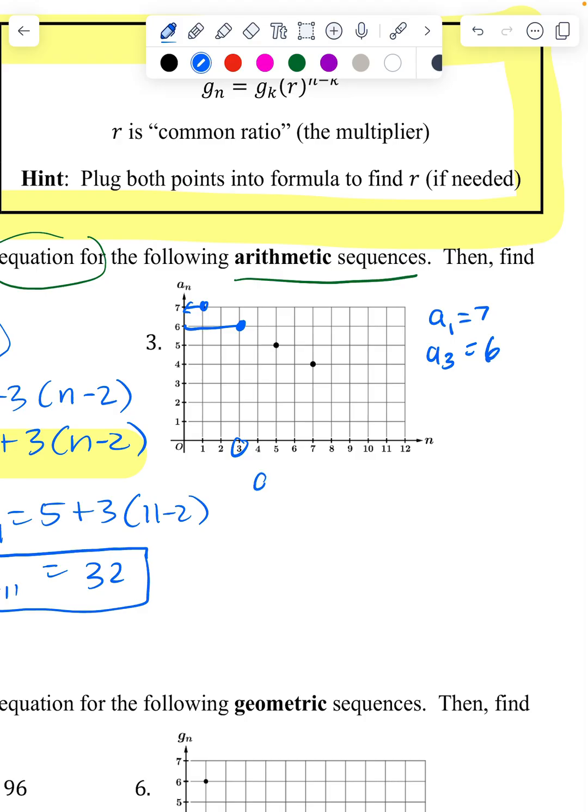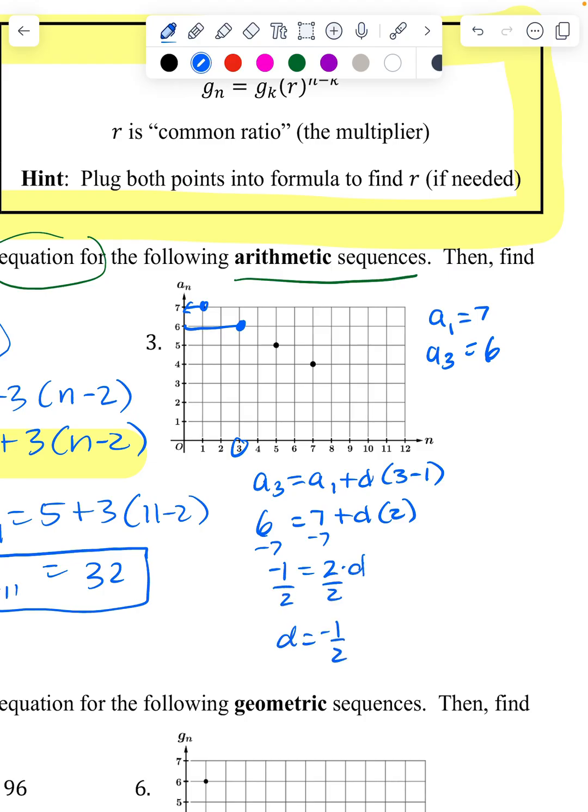So I can say, hey, if I'm going to end at A3, I started at A1 and added my common difference 3 minus 1 times. But A3 is 6, A1 is 7. And so I'll add my common difference twice. Taking that 7 away, I have negative 1 equals 2 times the common difference. So in this case, the common difference is negative 1/2.